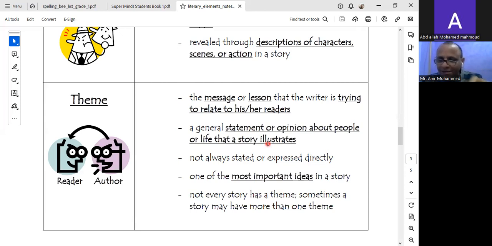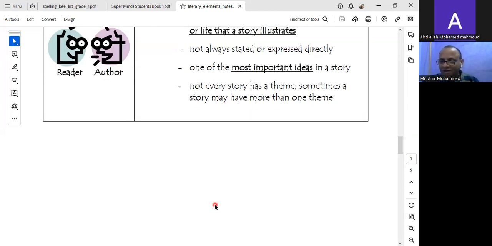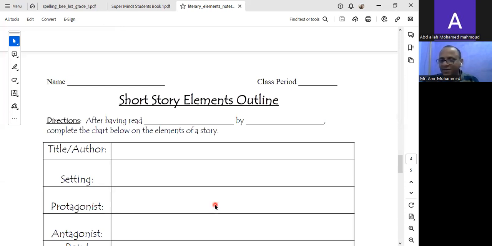I may write the message at the end of the story. I may say the moral of this story is so and so, or I may give my readers the opportunity or the chance to guess or infer what the moral of this story is. It is not always stated or expressed directly. It may be indirect or unclear, but not always. One of the most important ideas in the story is the moral or the theme of the story. And not every story has a theme. Sometimes a story may be written just for fun without any theme or moral.